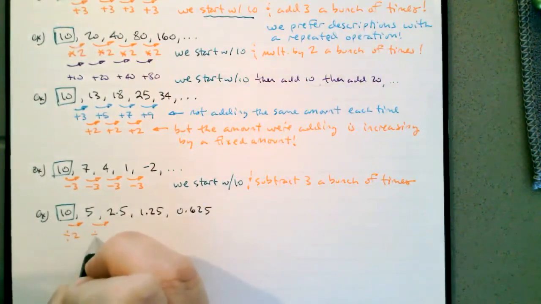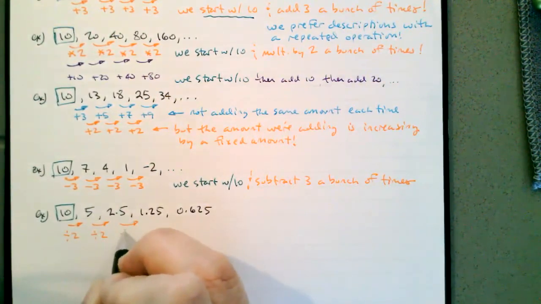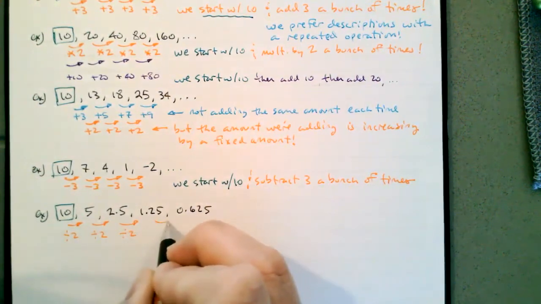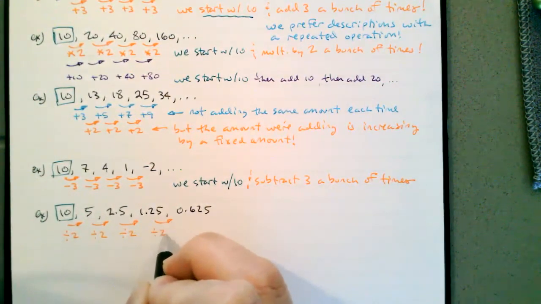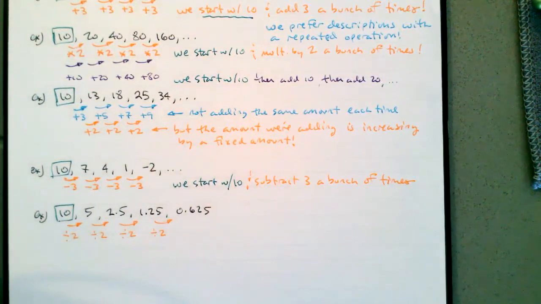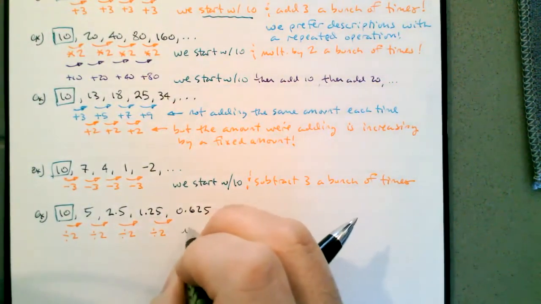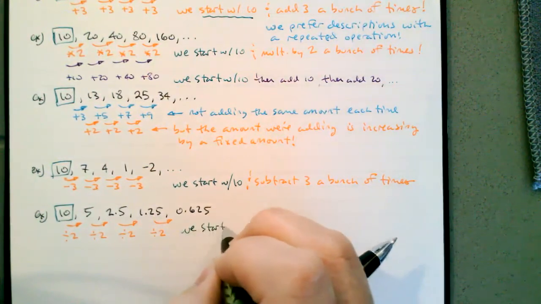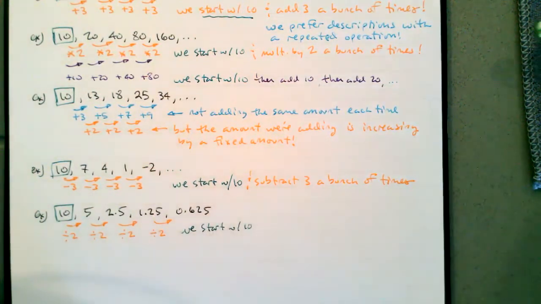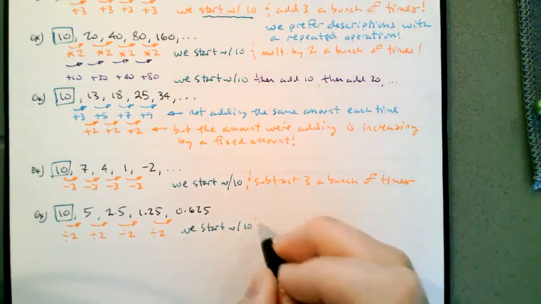5 divided by 2 is 2.5. 2.5 divided by 2 is 1.25, and 1.25 divided by 2 is 0.625. So we start with 10 and divide by 2 a bunch of times.